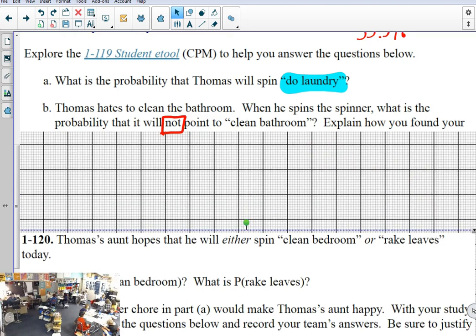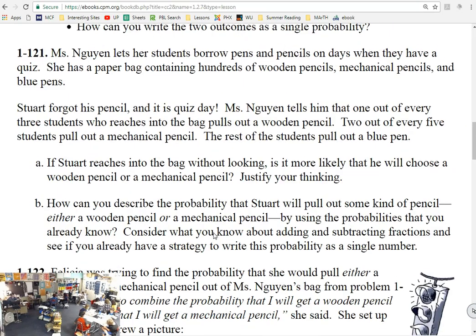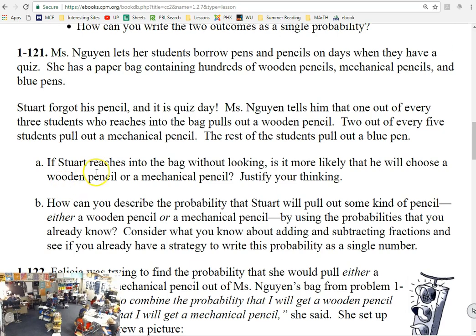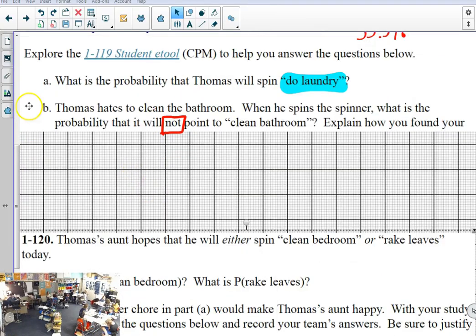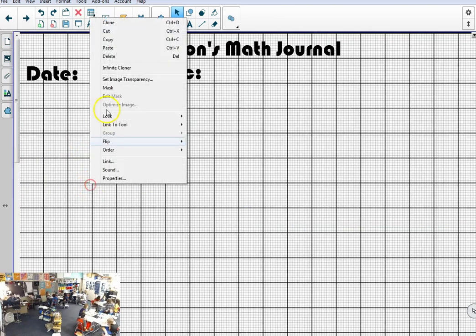The whole thing is 100, right? Clean bathroom. Yeah. And that's it. 25%. This one we can decide this percent. No, the whole thing is 100. Yeah, and the answer is 25.